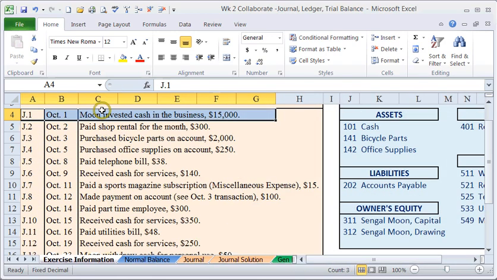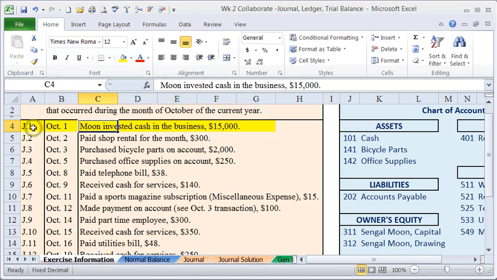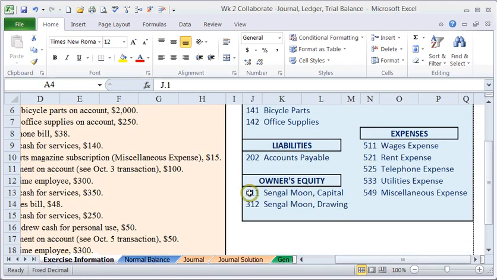In his first transaction, Sengal Moon invested $15,000 in his business. We have to ask ourselves which two accounts are affected. We know that the business has more cash, so that's one. And we also know from our discussions last week that whenever the owner makes an investment, we record the amount in the owner's capital account. Let's take a look at the chart of accounts. The name of the capital account that he uses is Sengal Moon Capital.